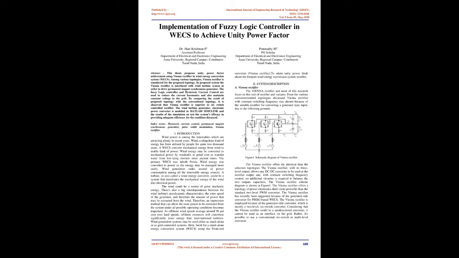Wind generation ranks second in power consumption among all the renewable energy sources. A turbine, also called a wind energy converter, could be a system that transforms the mechanical energy of the wind into electrical power. The wind could be a source of great stochastic energy.